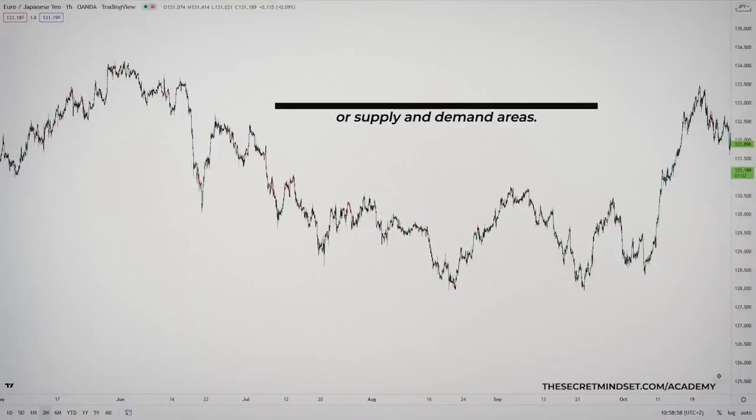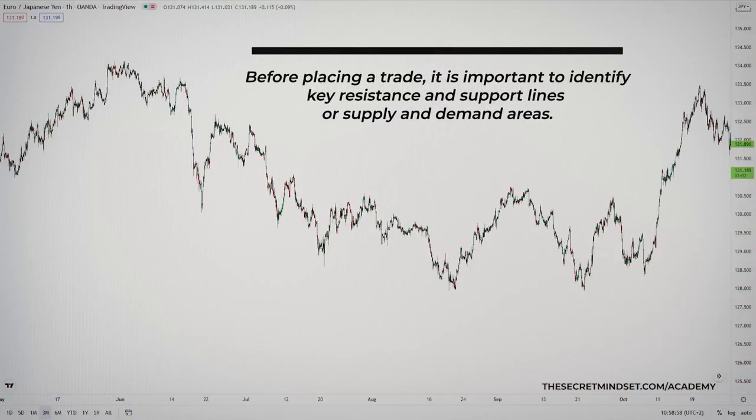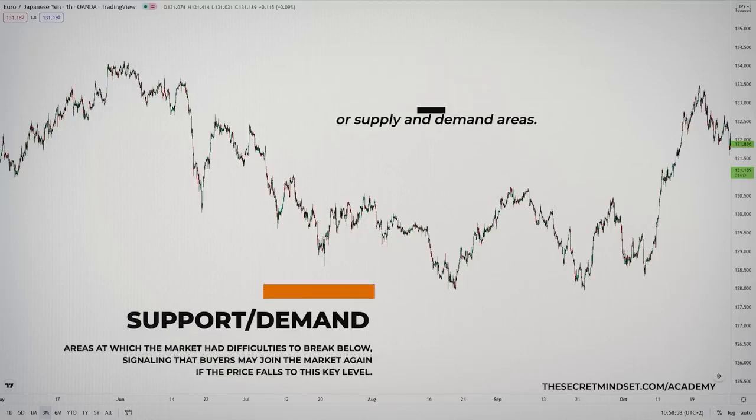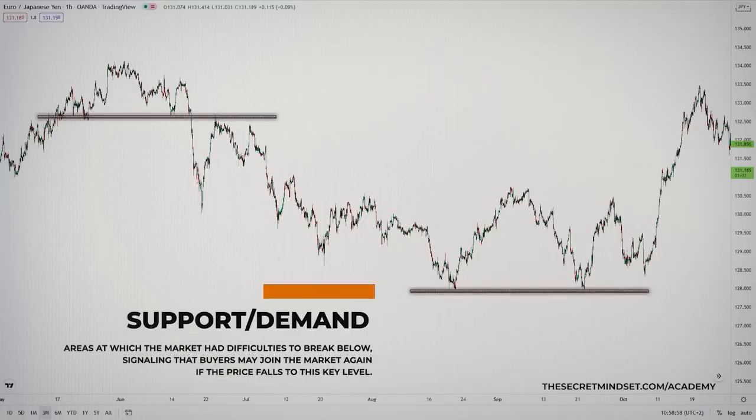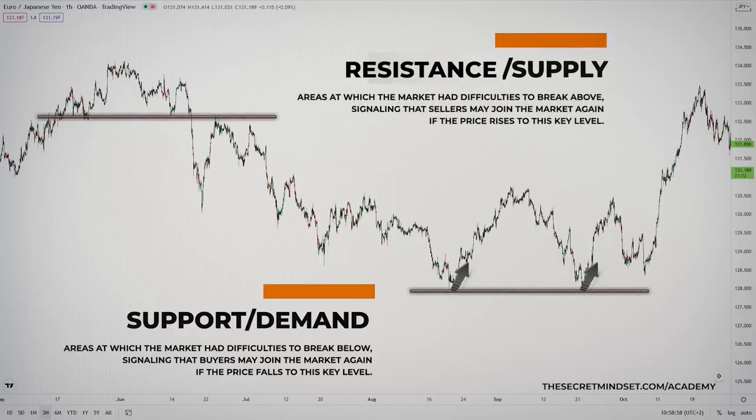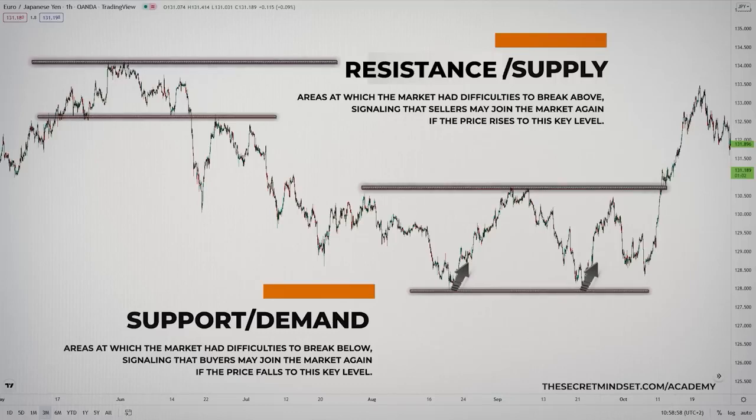Before placing a trade, it's important to identify key resistance and support lines, or supply and demand areas. Support levels or demand zones are areas at which the market had difficulties to break below, signaling that buyers may join the market again if the price falls to this key level. Resistance levels or supply areas are quite similar, only that they form to the upside and signal price levels at which the market had difficulties to break above.